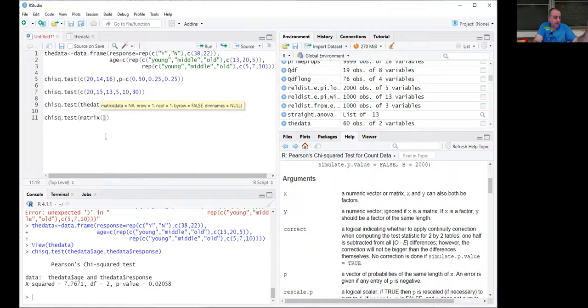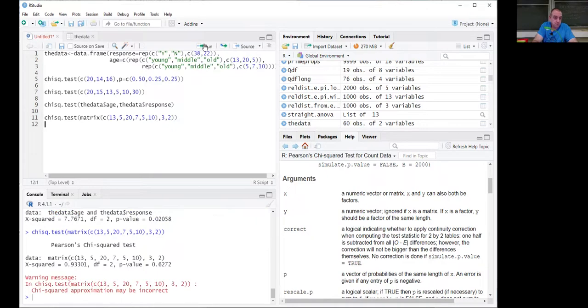All right. So my matrix had 13 and 5 and 20 and 7 and 5 and 10, and it had 3 rows and 2 columns. I'm really hoping this works. I have no idea what it just did. Sorry. It's not the same results as the other one, though, is it? All right. I don't know how to do it the other way, so it doesn't matter.